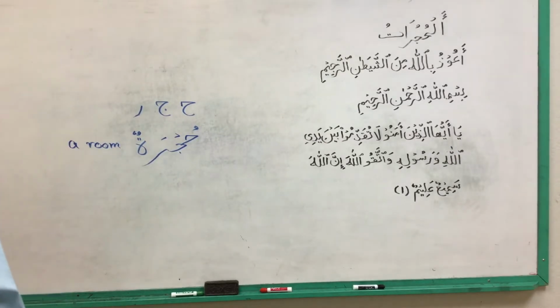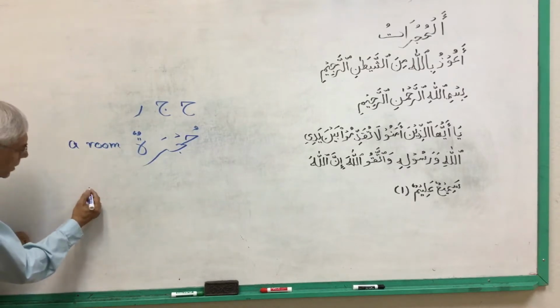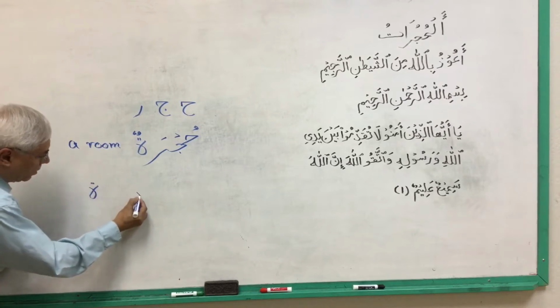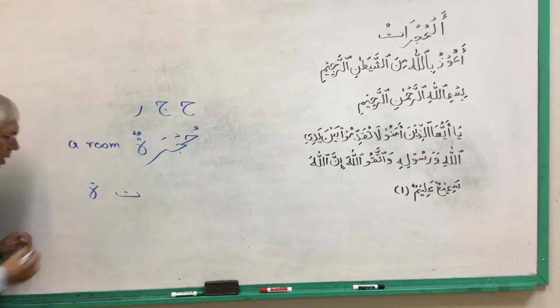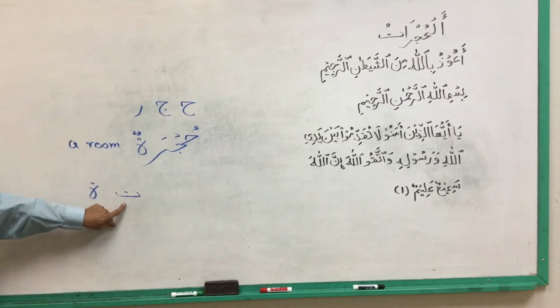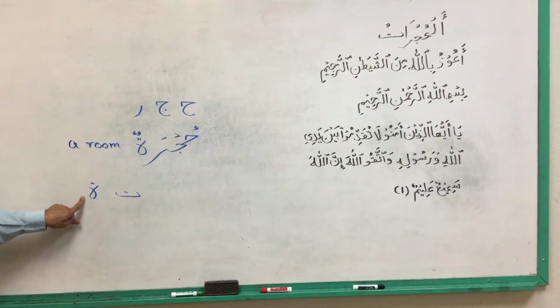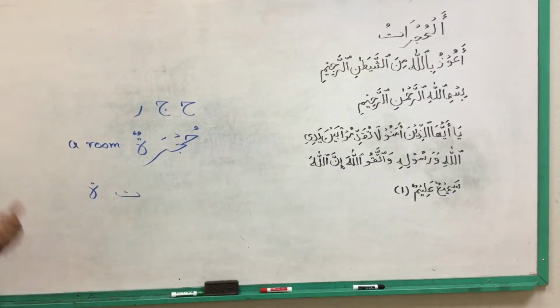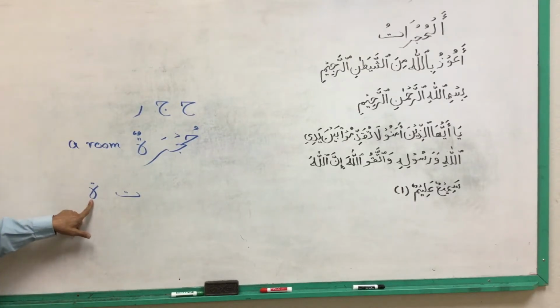Then there is a sign, this round ta here, this is a ta, and this is a ta also. This is regular ta, this is called round ta, because it's rounded. The same ta you took and turn around. This is called ta marbuta. Whenever this thing comes at the end, that object is feminine.